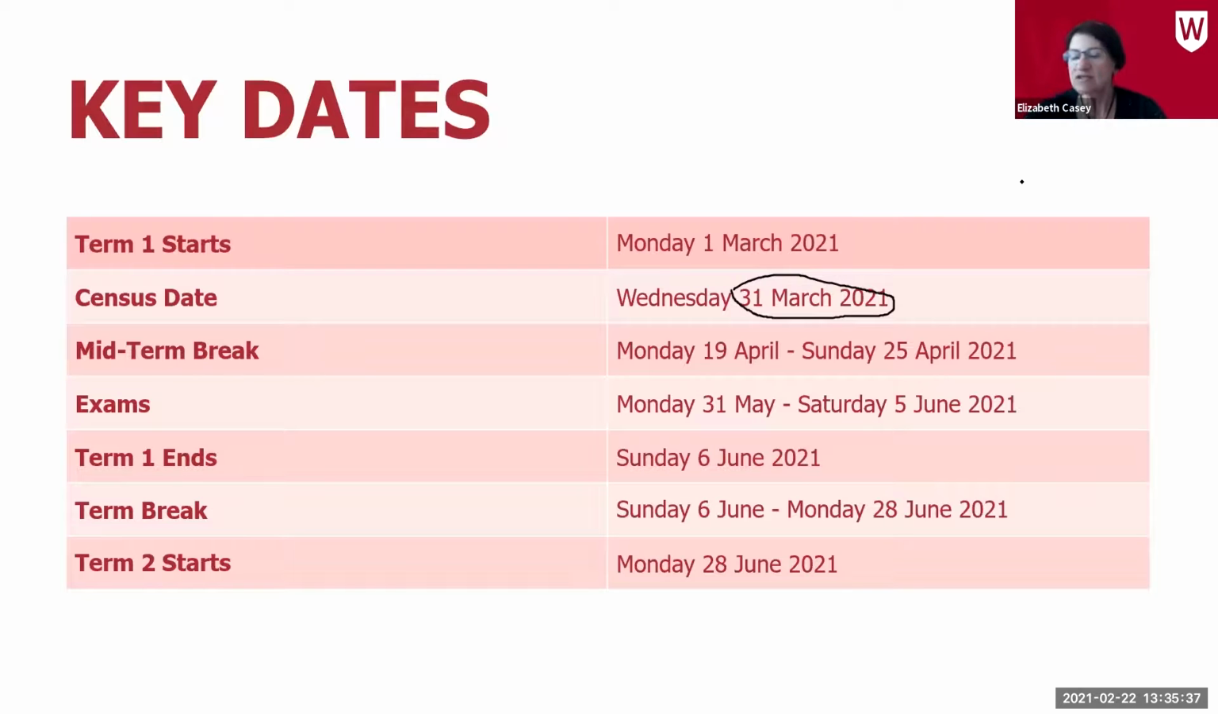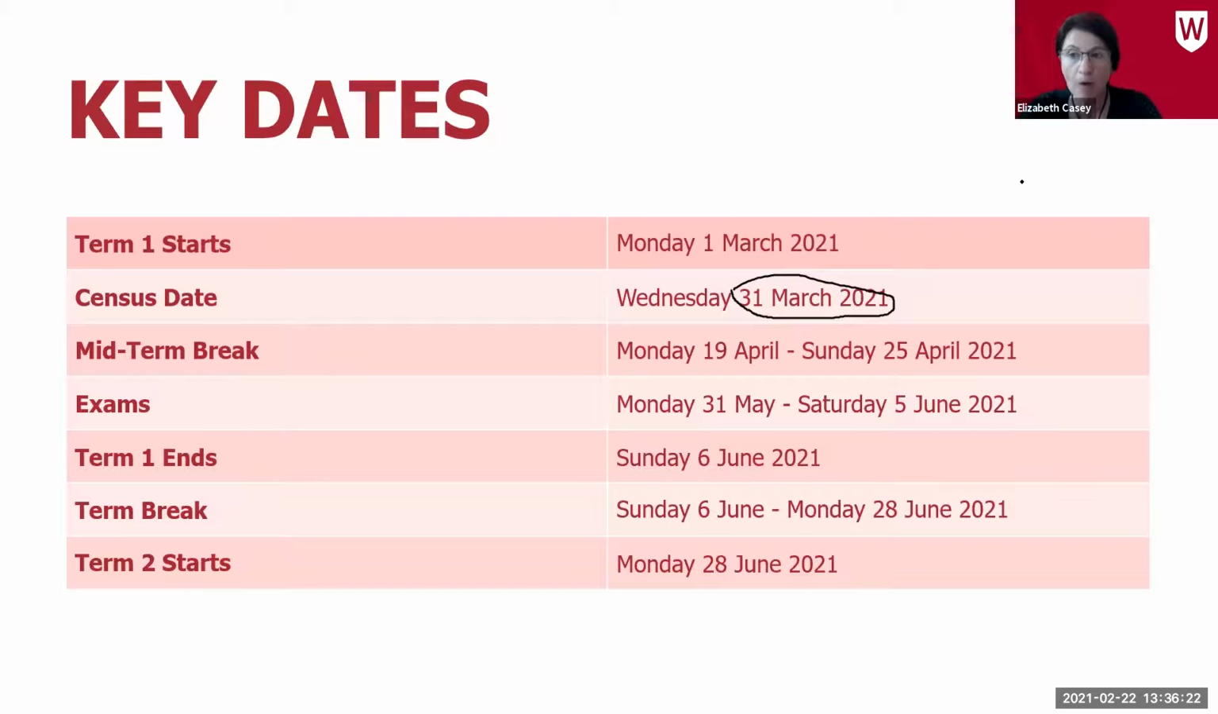Census Day is the day that you can withdraw from one or more units. You could withdraw from all of your units, and you will not have to pay for that unit for a start. You won't get a HECS debt for that unit, nor will you have a grade that appears on your student record. Now, after Census Day, even if you do not attend a single class, you will accrue a debt for that unit. When you're paying your taxes at 48,000 per annum, your money will come out of your tax to pay for that unit and any other unit that you study.